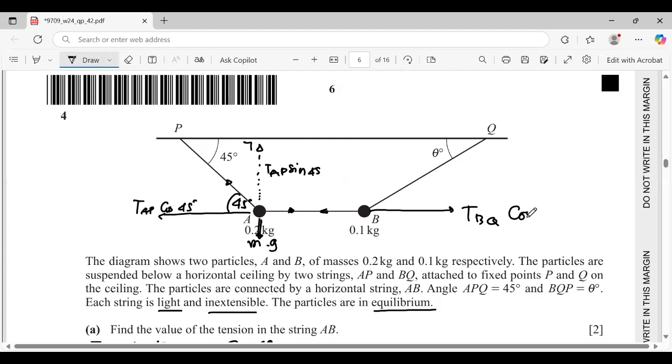Tension BQ cosine theta, cosine 45. Okay. Cosine 45. This is theta here. So this is tension BQ.